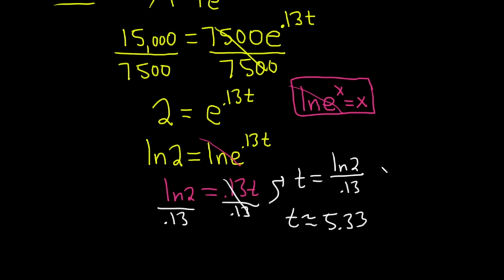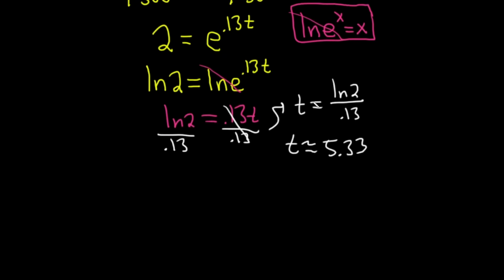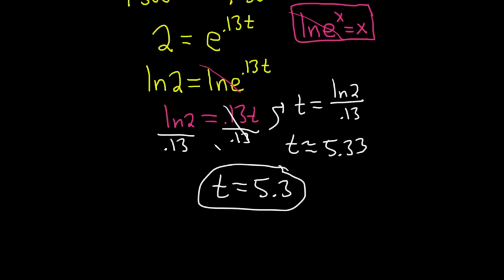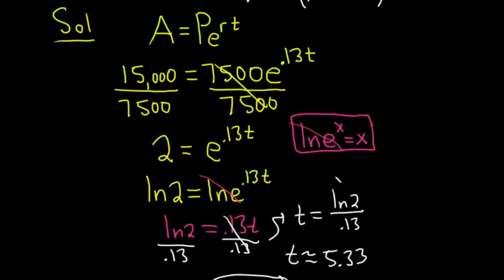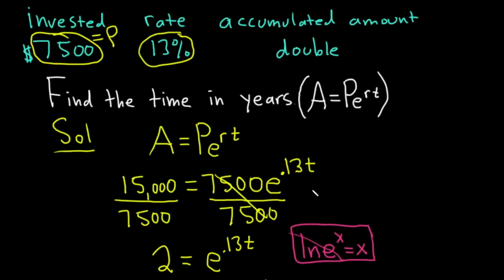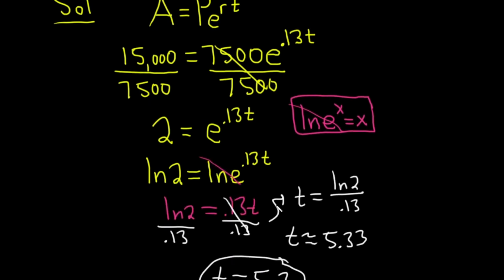And I don't know if the original question has units. It wants 1 decimal in the original question. I didn't write the original question here on the screen, but it does want 1 decimal. So that would be t equals 5.3 years. So in 5.3 years, if you have some money, it will double at 13%. So if you can get a 13% interest rate compounded continuously, your money will double in 5.3 years.